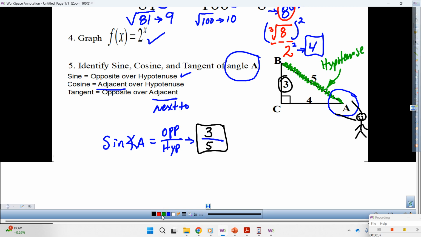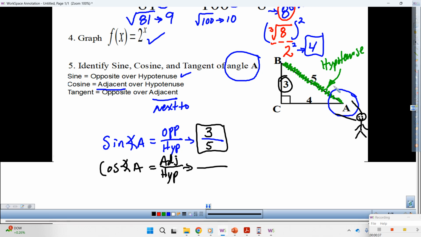All right, let's try it again. Now we're going to focus on cosine. Cosine of angle A. And cosine of angle A says adjacent over hypotenuse. All right, once again, I'm here. What side is adjacent to me? Now, it can't be the hypotenuse because that name stays the same. So what other one is right next to me? Tell your neighbor, what side is right next to me?